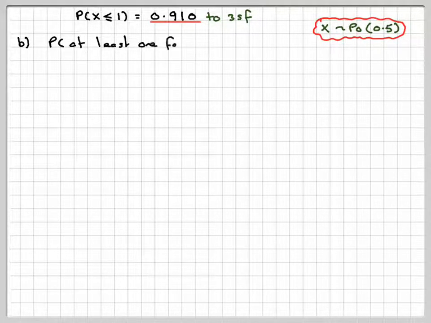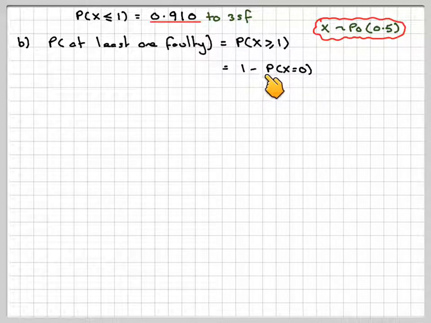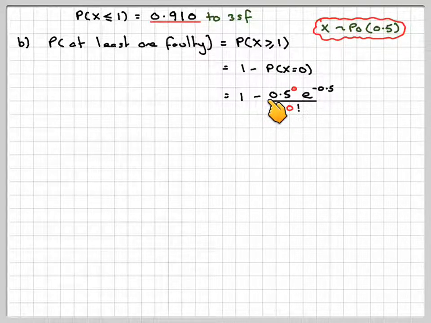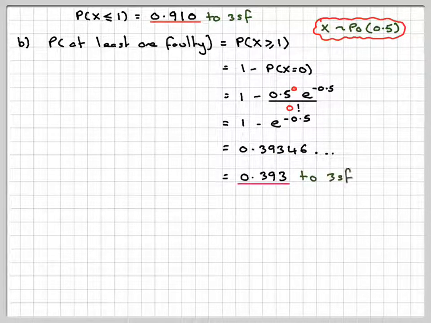Okay. For part B, at least one faulty means that X must be greater or equal to 1. That means we can have 1, 2, 3, 4, 5, up to 100. So we're going to do 1 minus the probability that X is equal to 0. But we're using a Poisson distribution, so we're going to have 1 minus 0.5 to the 0, e to the minus 0.5 over 0 factorial. That's 1, and that's 1. So it becomes 1 minus e to the minus 0.5, which on my calculator gives me 0.39346, which gives a final answer of 0.393 to 3 significant figures.